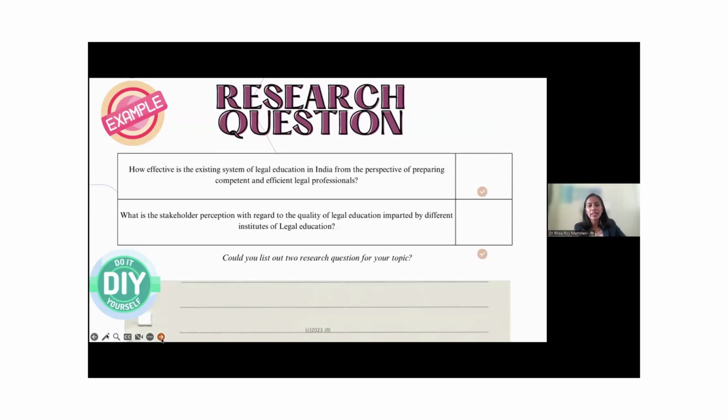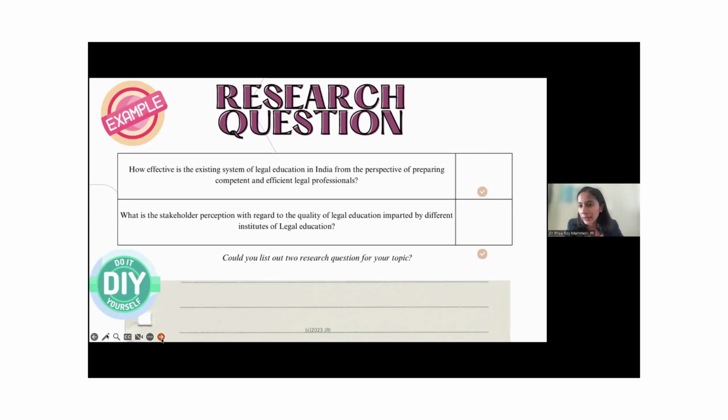How effective is the existing system of legal education in India from the perspective of preparing competent and efficient legal professionals? Now, the question of effectiveness: mine was a purely empirical research, where I used ANOVA as a mode of assessment, and other methodologies. When I say "how effective," a person reading presumes that this is going to involve an empirical element.